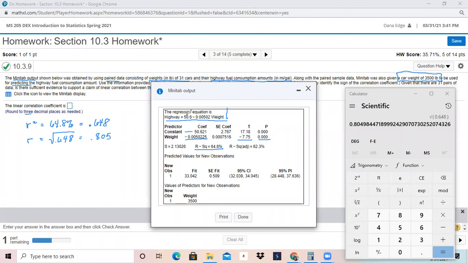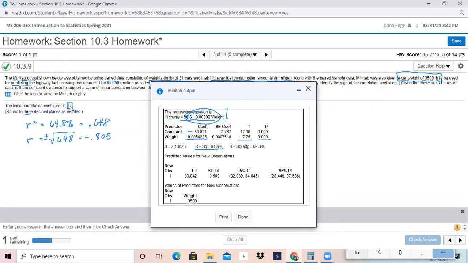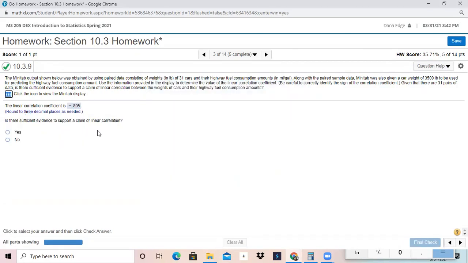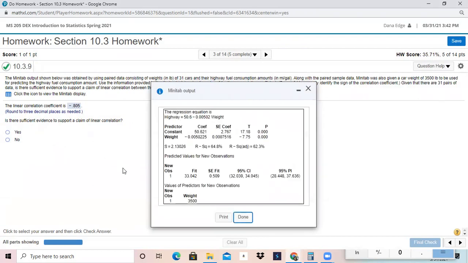However, notice when we go back that the slope had a negative sign. So R could be plus or minus the square root. We're going to have to put in the negative. The correlation coefficient is going to be a negative 0.805. Is there sufficient evidence to support a claim of linear correlation?